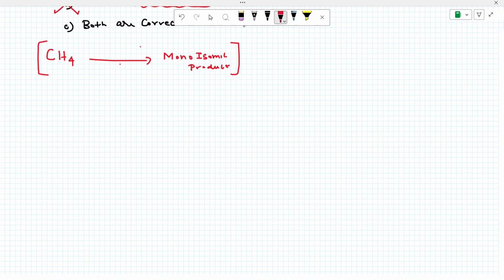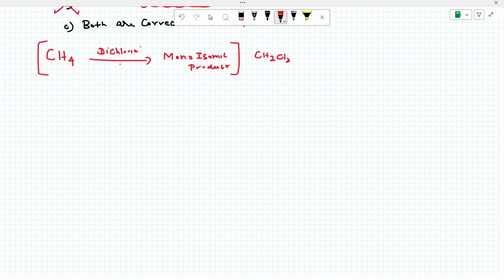When methane undergoes dichlorination, I will get only one product. What is the product? They say CH2Cl2. Now see, this structure can give an idea about the geometry of the molecule.